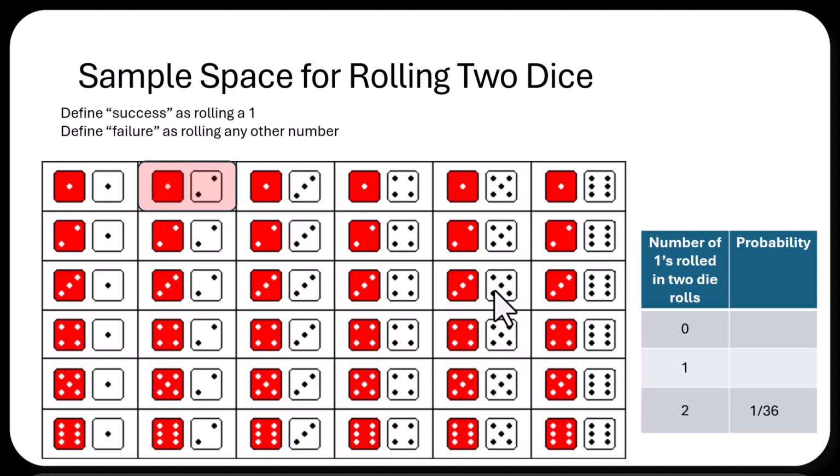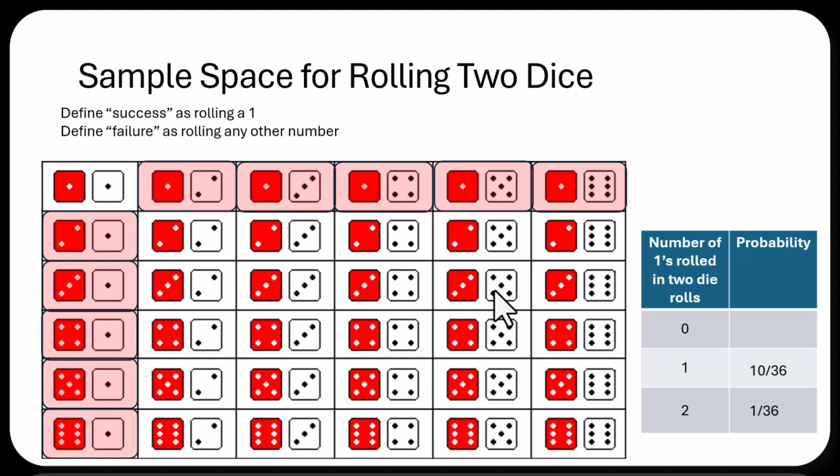So I could get a 1 and a 2, 1 and a 3, 1 and 4, 1 and 5, 1 and 6. I could also get a 2 and then a 1, a 3 and then a 1, 4 and 1, 5 and 1, 6 and 1. Count those up and you get 10. So we have 10 outcomes out of a total of 36 that result in getting exactly 1, 1 in 2 die rolls.